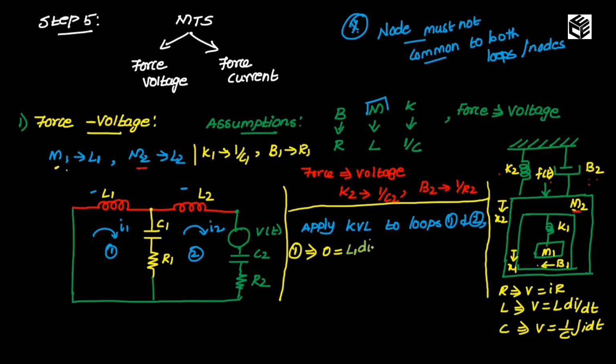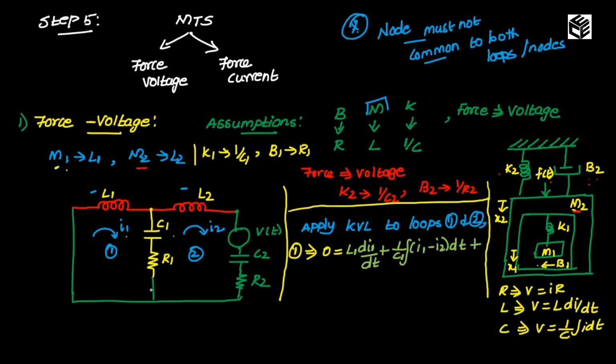L1 into di1 by dt plus, what is the second element? C1. C1 is common to first loop and second loop. So the formula is 1 by C, so 1 by C1 into integral of, common to two loops, correct? So it takes two currents. So that is I1 minus I2 into dt.